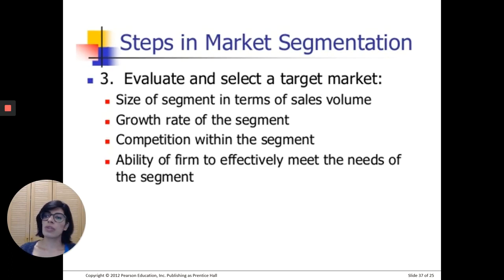The first step then, when you are segmenting your market, is to evaluate and select your target market. So create the segments in terms of sales volumes or potential sales volumes, and then look at the growth rate of each segment, and also look at what competition you have within each segment. So you don't necessarily have to go to the segment that has the least competition, but you don't want to be in a segment where there's too much competition either. And then you have to assess within the segment that looks to be the most attractive, how able are we as a firm to meet the needs of that particular customer segment?